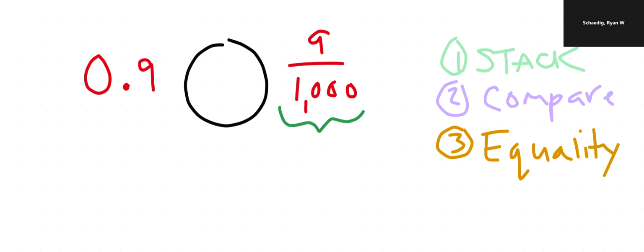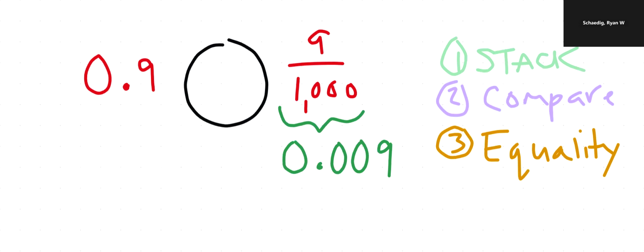Now remember, we talked about this. If you can read it, you can write it. So what this says is 9 thousandths. I don't hear any whole numbers, so that's 0, and then it said 9 thousandths, which means there is a 9 in the thousandths place. I didn't say anything about a tenth. I didn't say anything about a hundredth. So my decimal looks like this, 9 thousandths. And now we can go ahead and stack.